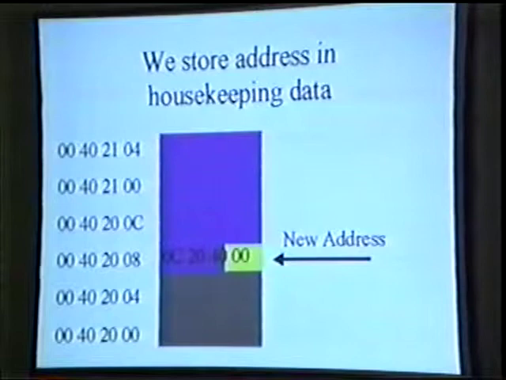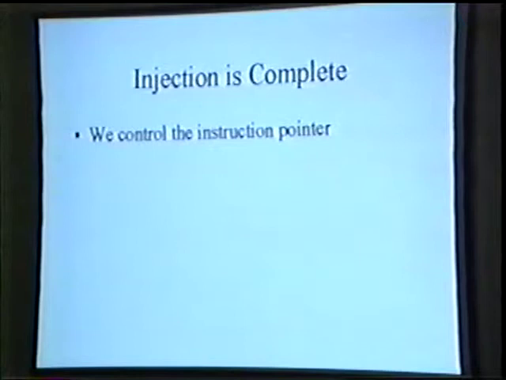Injection is complete. We control the instruction pointer. Now the question is, what do we make it point to? How do we make it do something useful for us?